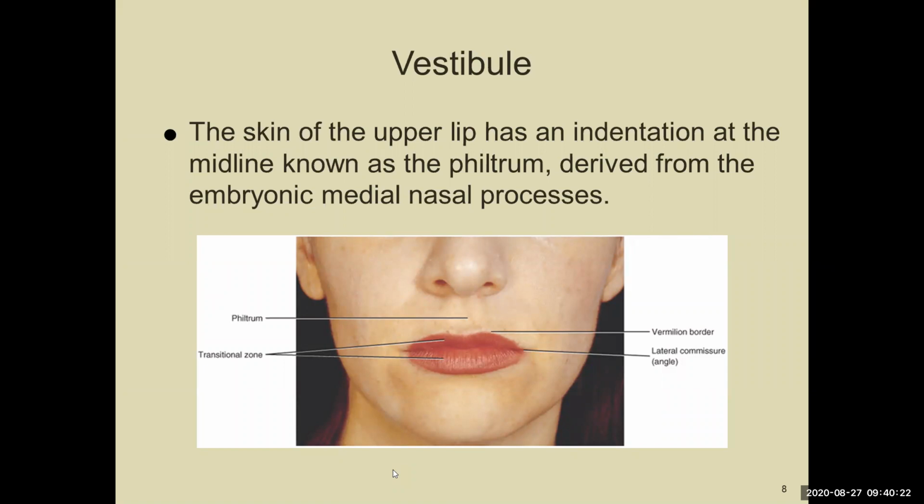So the skin of the upper lip has an indentation at the midline known as the philtrum, and it's derived from the embryonic median nasal processes. You don't need to know that for my course, but guess what? You will for Mrs. Heberle's. So for my course, you just need to know that there's a philtrum and where it is. All right, so this is the philtrum. The lateral commissures are the angle, the corners of the mouth. And then you've got your vermilion border.